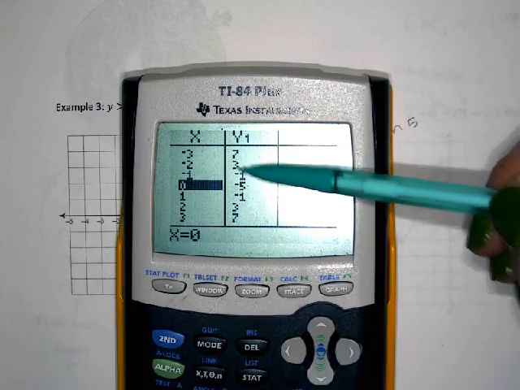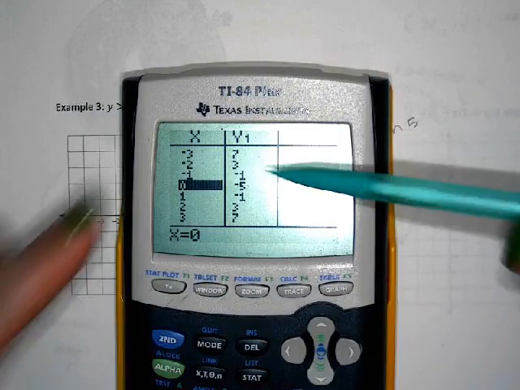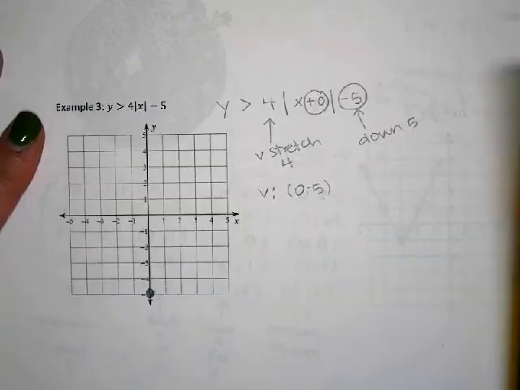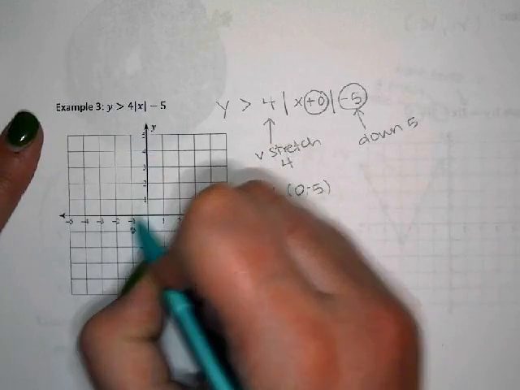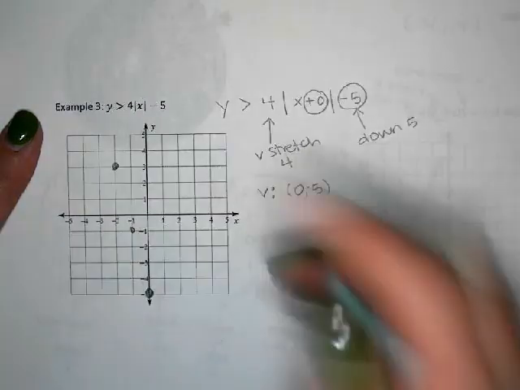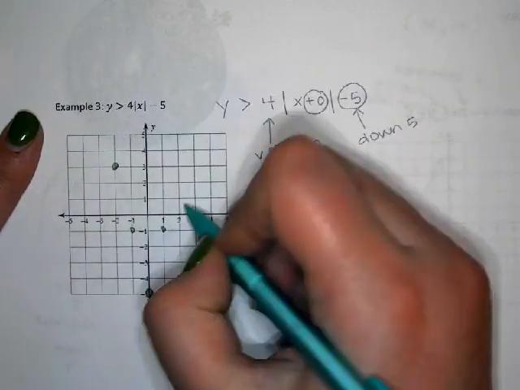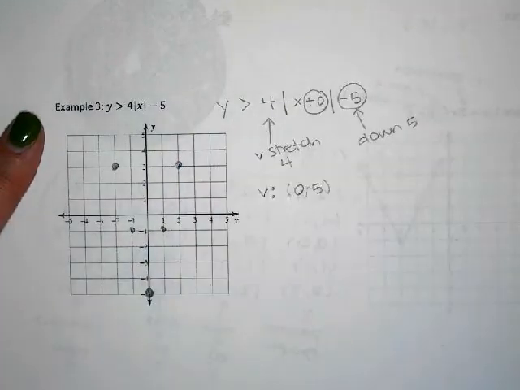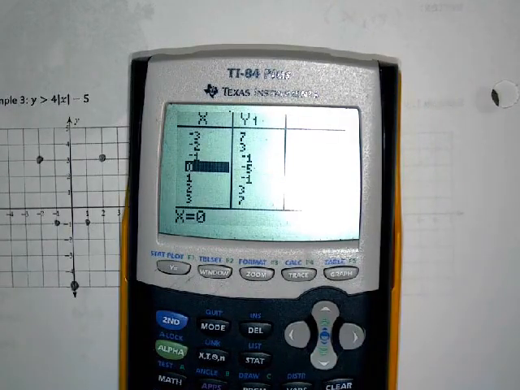So I've got 0, -5, -1, -1, -2, +3, 1, -1, +2, +3. Okay, so there's my graph. There's my table. And based on the symbol, should I have dotted lines or solid? Dotted. So we can see this symbol right here. It does not have an equal sign, which means this should be dotted lines for the V.